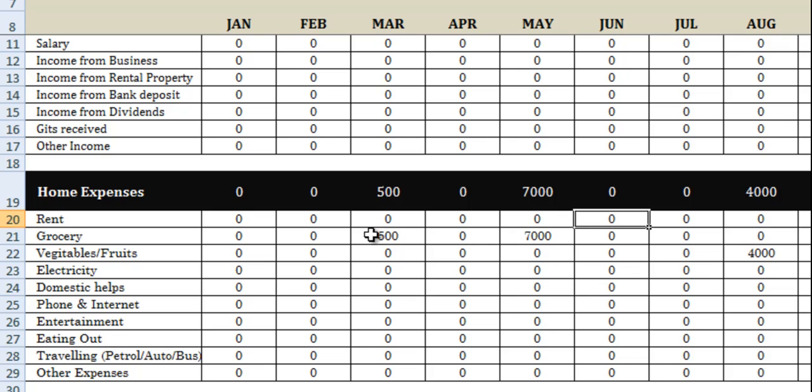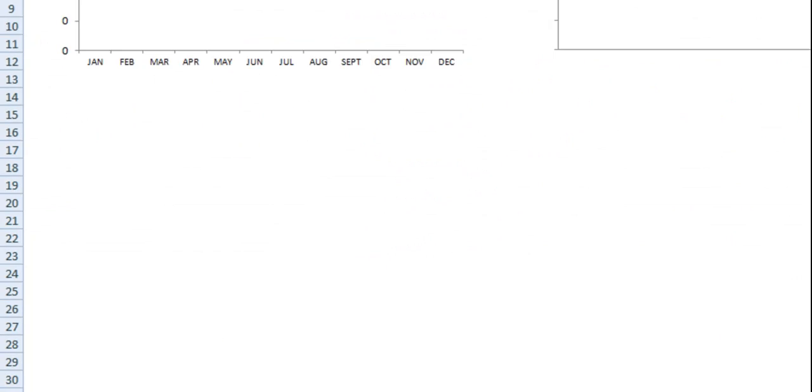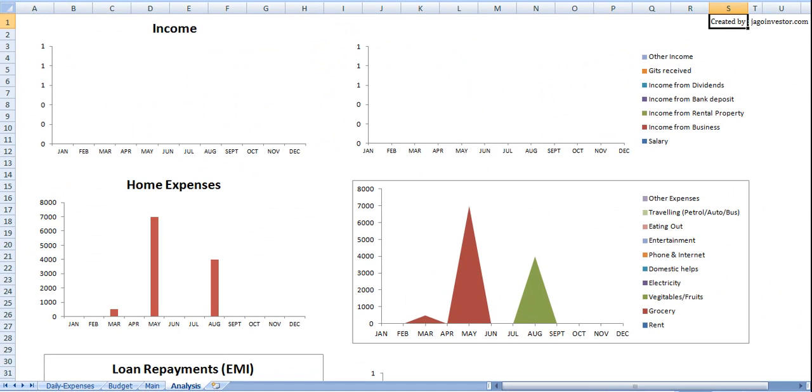This is self-explanatory. And then you can also go to the analysis sheet, and you can see some graphs which will show you in which month how much the expenses were, and their composition. This again is very self-explanatory. Once you fill in all the information, you will understand what it says.